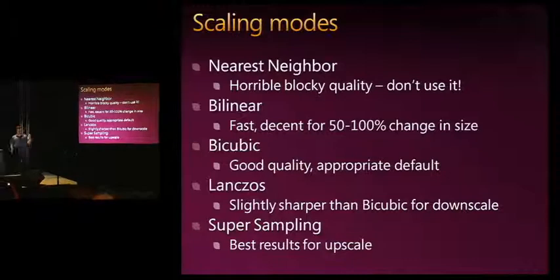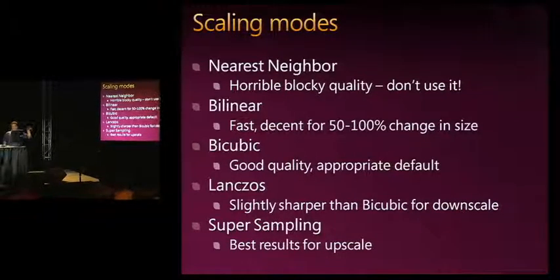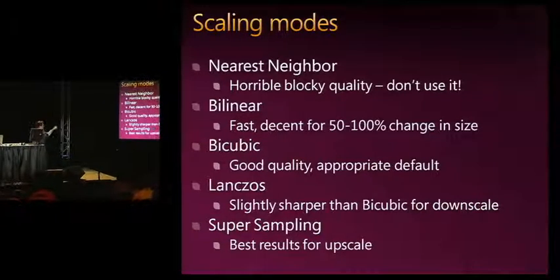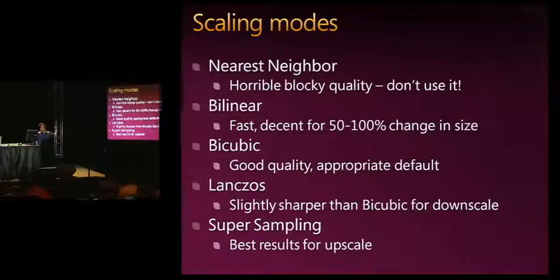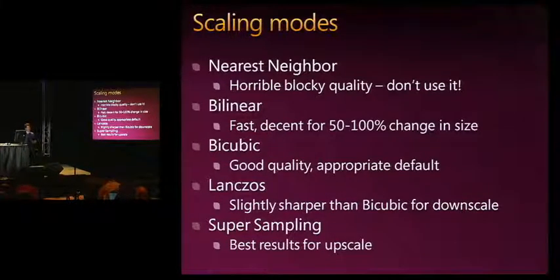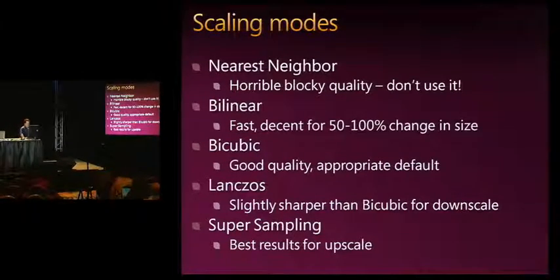Bicubic does a good job of scaling, generally. If you're shrinking size, you want a little sharper, a little more poppy image, the Lanczos scaler is a little bit better, not a huge difference. If you're trying to upscale, the super sampling mode is good, but you don't really want to upscale because Silverlight can make a bigger rectangle for you pretty nicely. So you're typically just wasting bits.